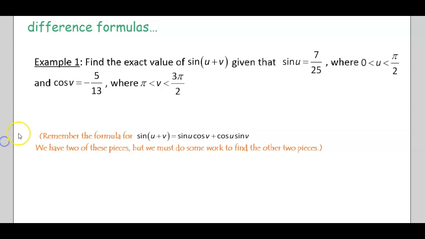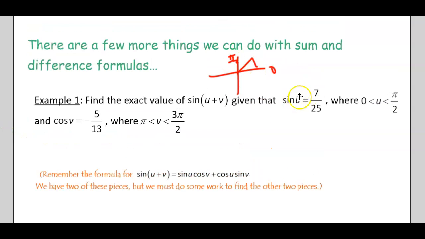Find the exact value of sine of u plus v, given that sine of u is 7/25, where u is between 0 and pi over 2. What quadrant is this in? First quadrant, right? So we have a triangle in the first quadrant, and sine is opposite over hypotenuse. We have to find this side using the Pythagorean theorem.